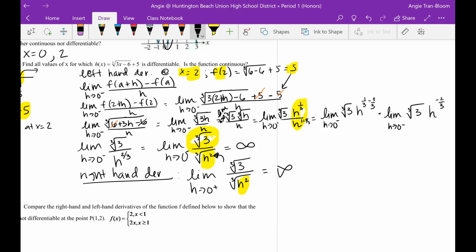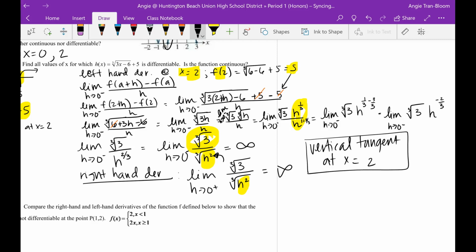And based on the definition, these are both coming out to be positive infinity, and on definition, this is going to give you a vertical tangent at x equals 2. What that means is that this is not differentiable at x equals 2. And the reason is because it has a vertical tangent.